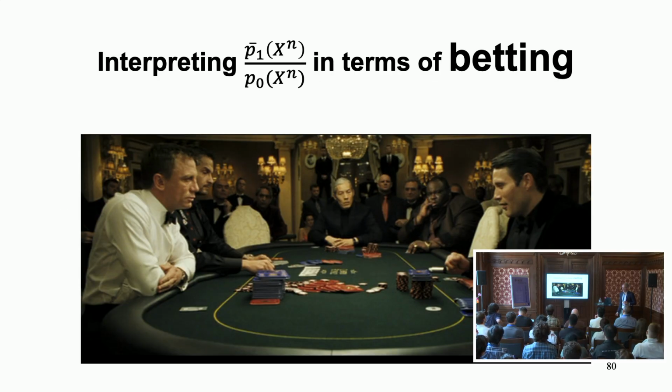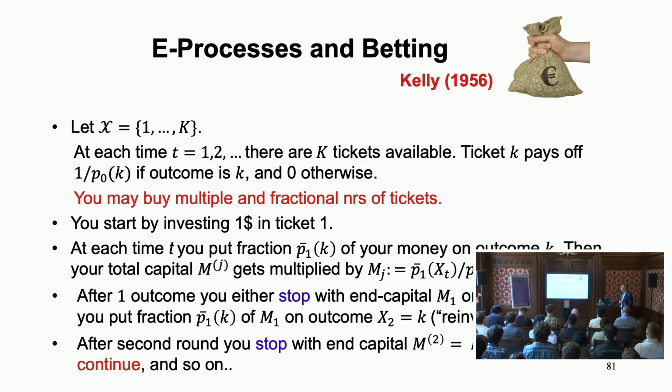And that special case of using e-values, not under that name, has actually been studied a long time ago, already in the 1950s, by Kelly, a well-known economist. So it's called Kelly betting. And this is really also what happens in a casino. It's really exactly the same.